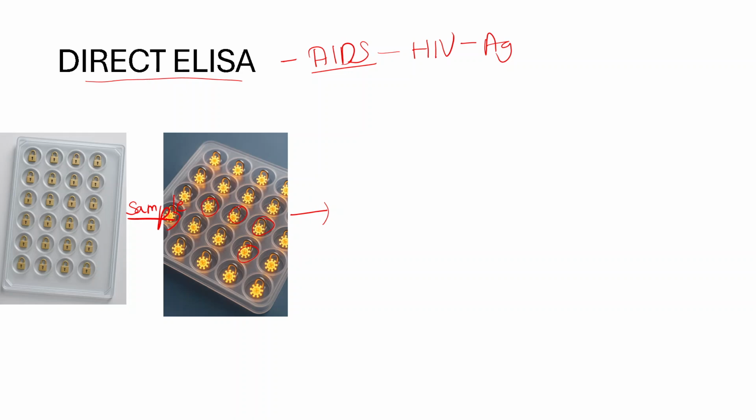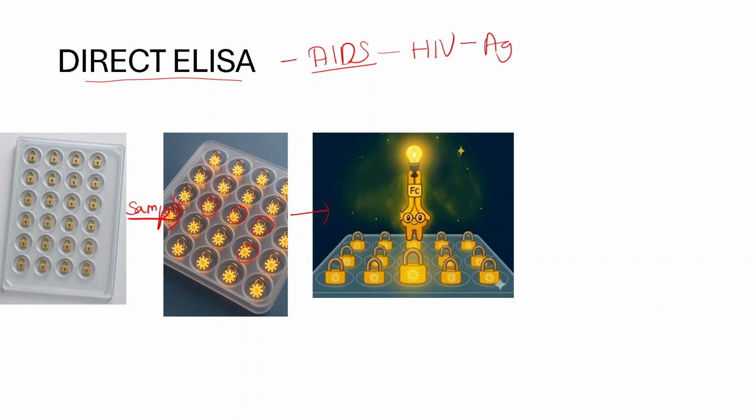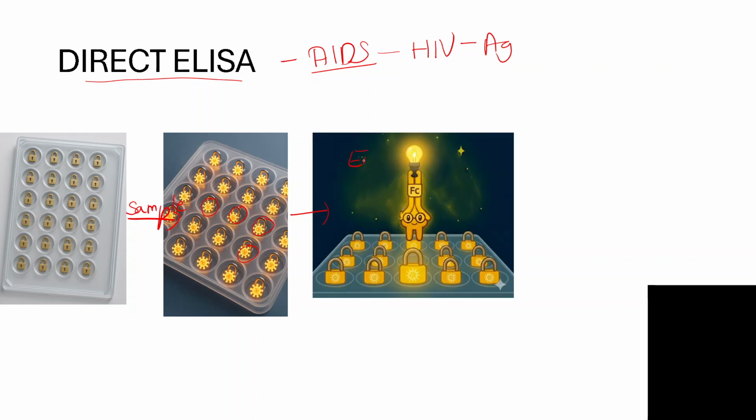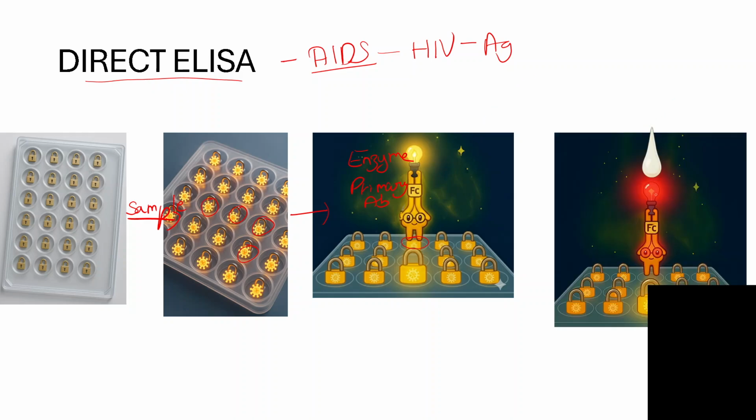So after that, what I'll do is I will add an enzyme labeled primary antibody. Now, why is this a primary antibody? Because you see, this is antibody directly attaching with the antigen. So it is an enzyme labeled primary antibody. After that, I'll add a drop of substrate chromogen complex, and after the reaction and the activation of chromogen, a color is produced. This is your direct ELISA.